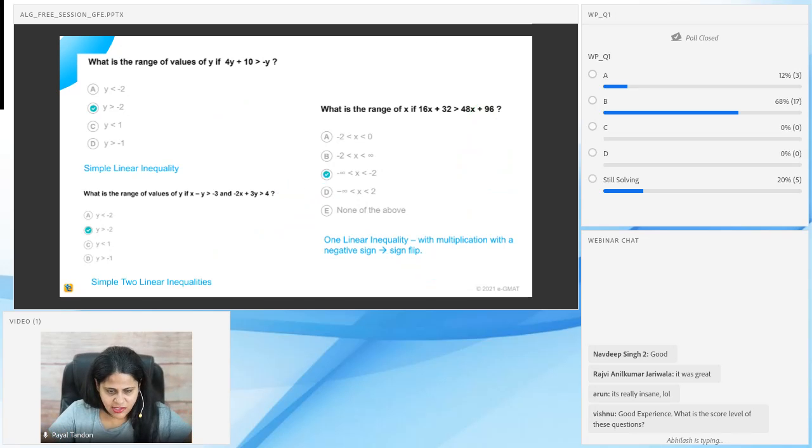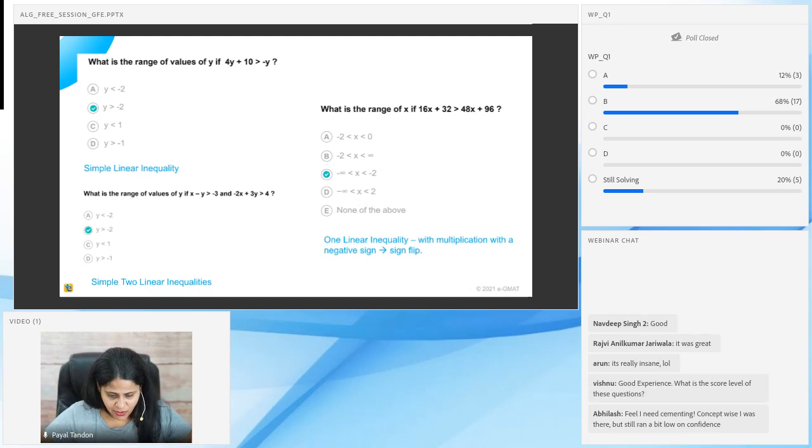Let's broadcast the results. 68% of you got this question correct. Again, choice B is the correct answer. What we are doing over here is we are simply testing whether you can solve a simple linear inequality. So for those of you who selected choice A or who were still in that solving mode, 8 of you guys need to work on your conceptual ability regarding solving linear inequalities.